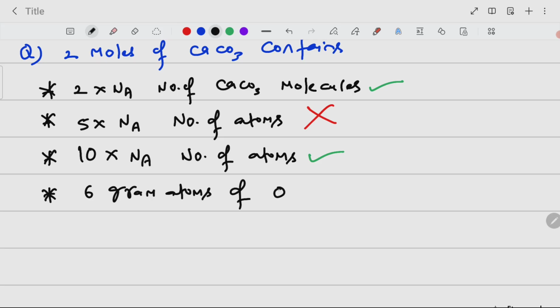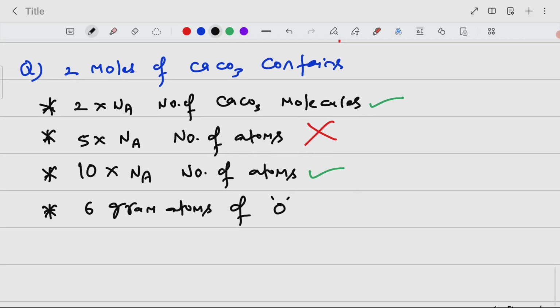6 gram atoms of oxygen. See here, it is twisted: 6 gram atoms of oxygen. Gram atoms meaning is mole atoms. Remember, gram atoms meaning mole atoms. Last time I gave the 3 terms which JEE likes more; one of those terms I used here. 2 moles of CaCO3 contains 6 gram atoms of oxygen. Right or wrong? Let us see now.